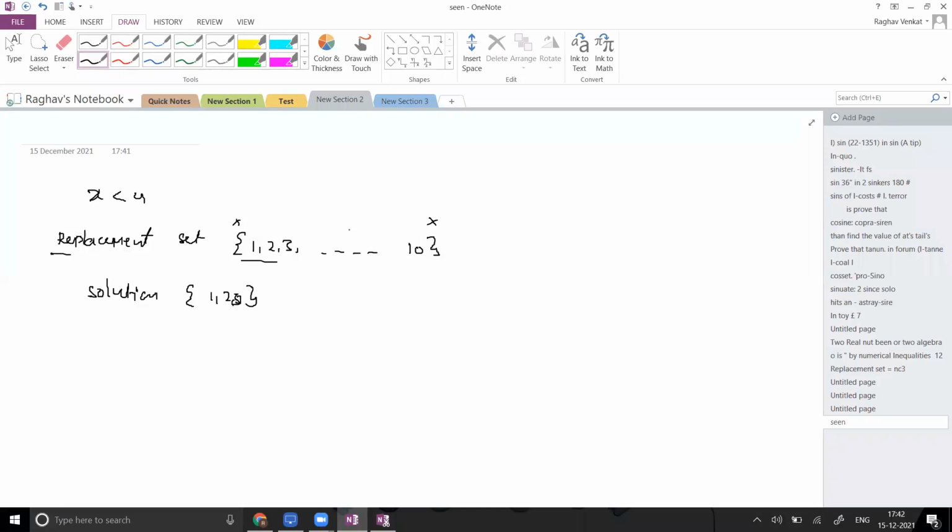So out of these values, what is the solution set? Which values are true for this given statement? What values can be picked from the replacement set to satisfy the statement? That set is called the solution set. The solution set is always a subset of the replacement set.